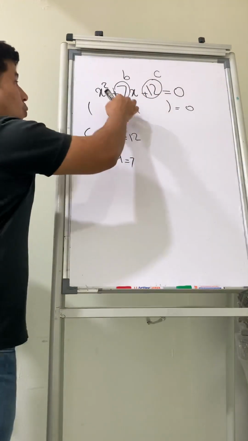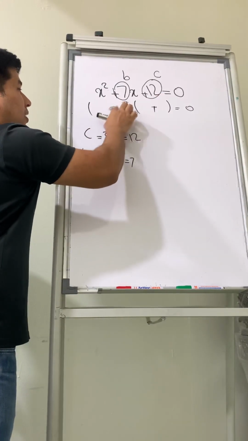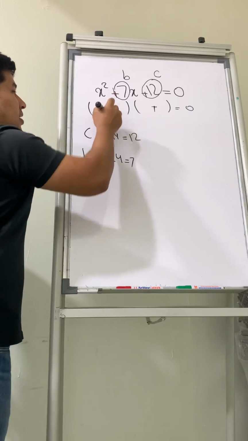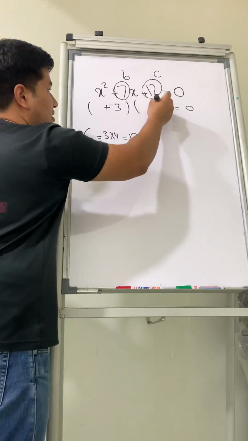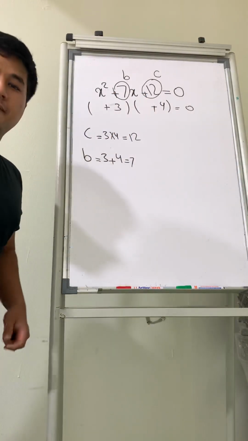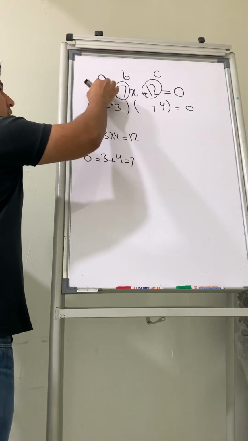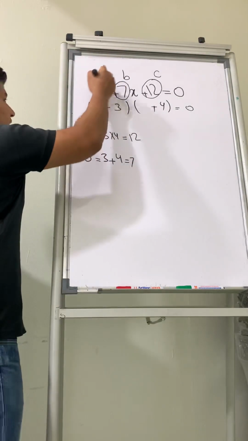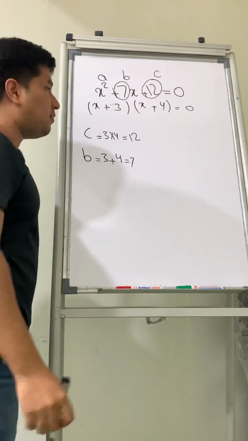Very simple. What are the signs here? Positive, positive. Okay, so the next step is just to put them in. So it's going to be 3 here, and 4 here. What should we put here is very simple. Go back to the value of a, and look at the square. If it's x squared, just write x, and you can factorize, alright?